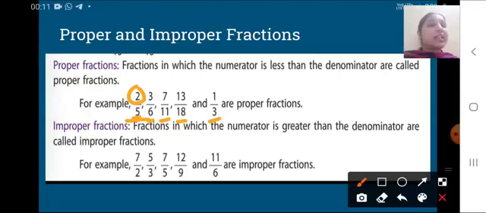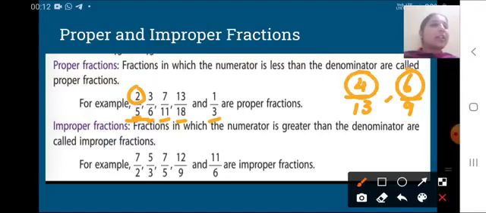If the numerator is less than the denominator, then that type of fraction is called a proper fraction. You can have some more examples like 4 upon 13, 6 upon 9. You can see the numerator is less than the denominator. So such types of fractions are called proper fractions.